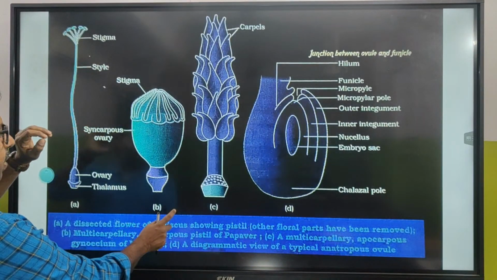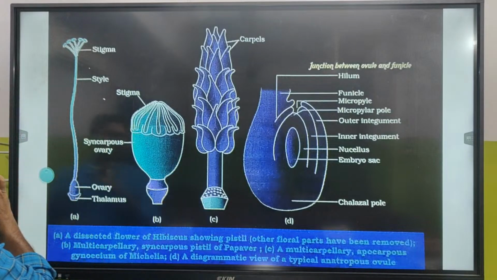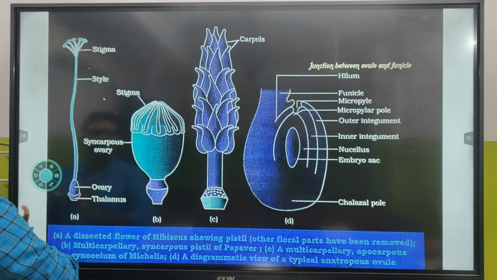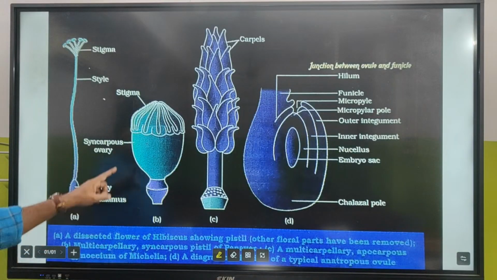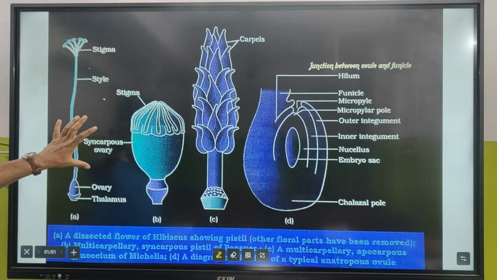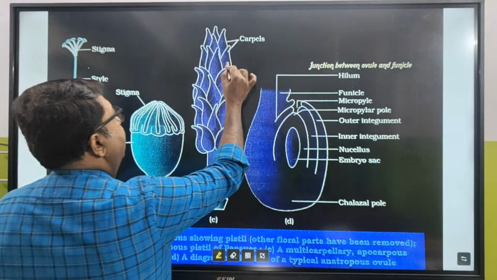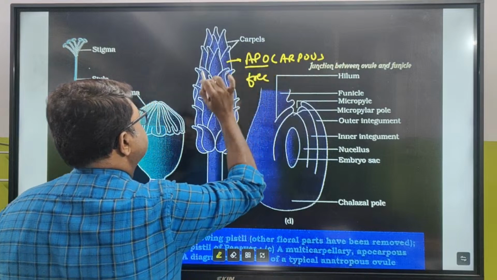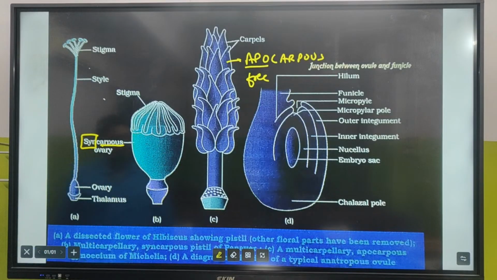Now, last day we talked about when many of the androecium join together. When many of the carpels join together, we call them syncarpous. This syncarpous condition is present in multicarpellary pistils. Apocarpous is different. Apocarpous means the carpels are free, so they are not fused. And syn means fused carpels. Over here they are fused carpels.